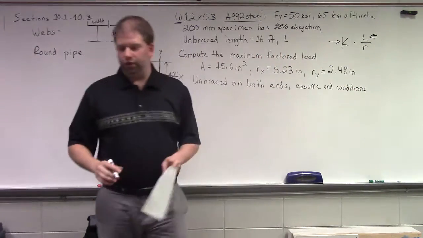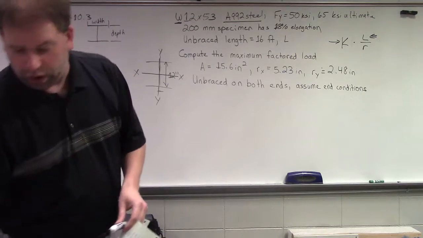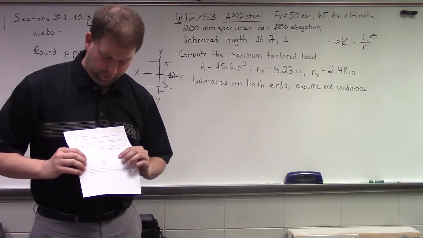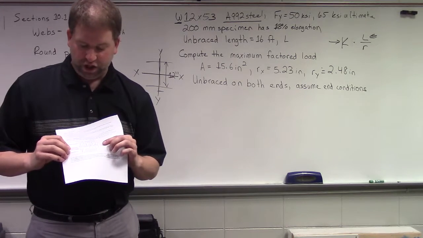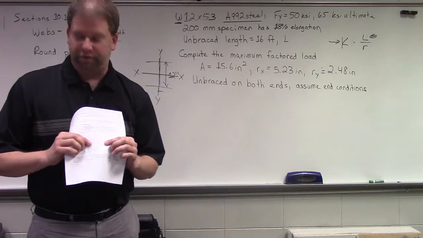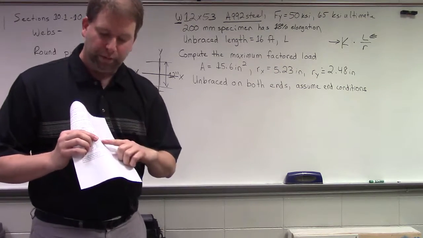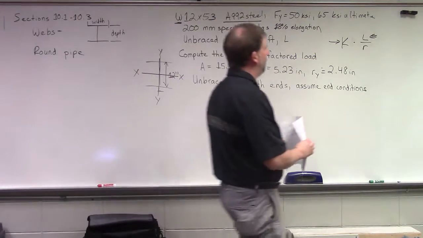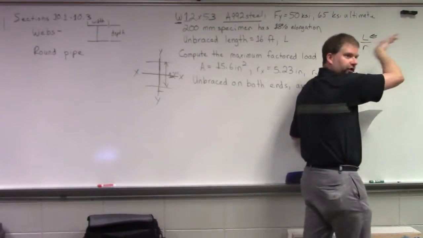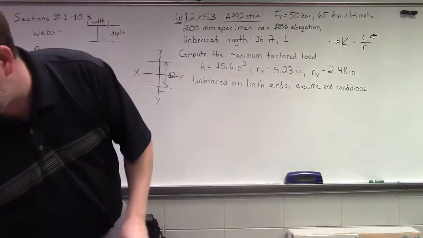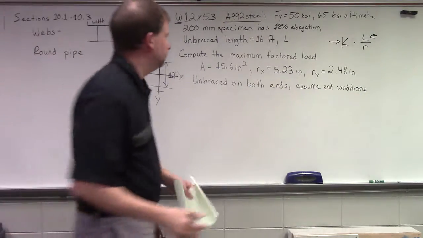So what should we do? You want to go to 10.3, where you get the ranges of your different dimensions. Your conservative value, if you don't know an end condition, is to assume pinned, where you resist translation but not rotation. So you're going to use a K factor of 1.